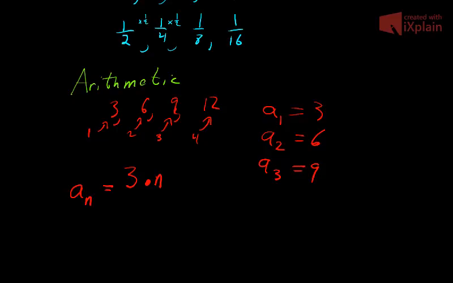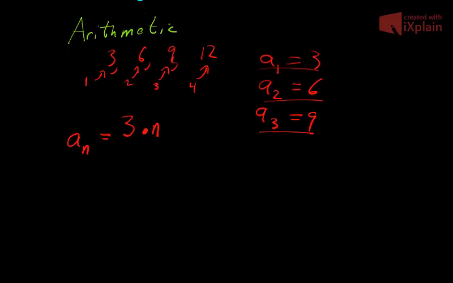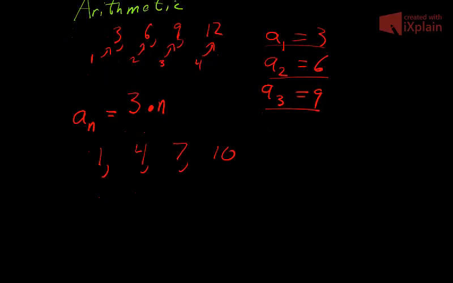If I plug in 1, a sub 1 is 3, a sub 2 is 6, a sub 3 is 9, just like that, and we are good to go. So looking at a bit of a harder one, if instead of this I have 1, let's do 4, 7, 10, what I'm going to need to do, this is a separate example here, to find my formula is every time I'm still going up by 3.